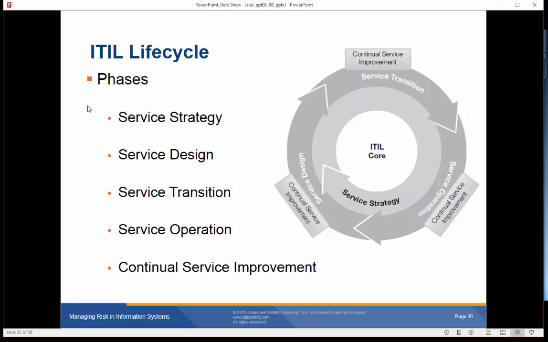There's your ITIL life cycle. The ITIL life cycle phases are service strategy, service design, service transition, service operation, and continual service improvement.